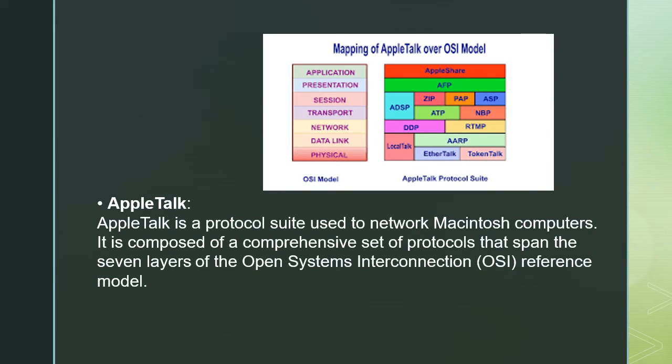We have the AppleTalk. AppleTalk is a protocol suite used to network Macintosh computers. It is composed of a comprehensive set of rules that span the 7 layers of the Open Systems Interconnection, or OSI, reference model. So on the picture here, these are the 7 layers of the OSI model. Again, from the term itself, AppleTalk, this is for Macintosh computers.